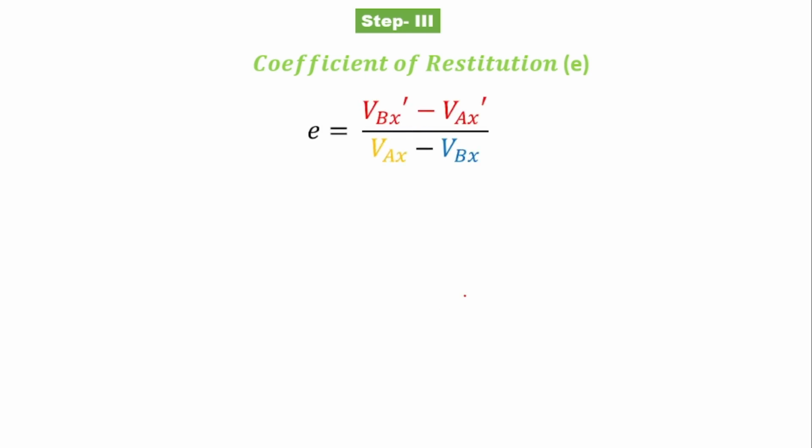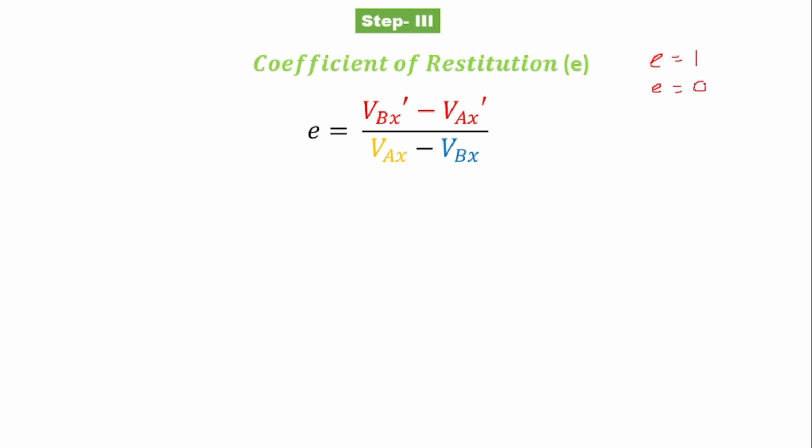Then step number 3 is implementation of the coefficient of restitution. So the coefficient of restitution E is equal to VBX dash minus VAX dash divided by VAX minus VBX. This is the formula which gives you the value of restitution. The value of E is already given in the numerical. If impact is perfectly elastic, then the value of E is equal to 1. If the impact is perfectly plastic, then the value of E is equal to 0. That you should know if it is not given in the question.